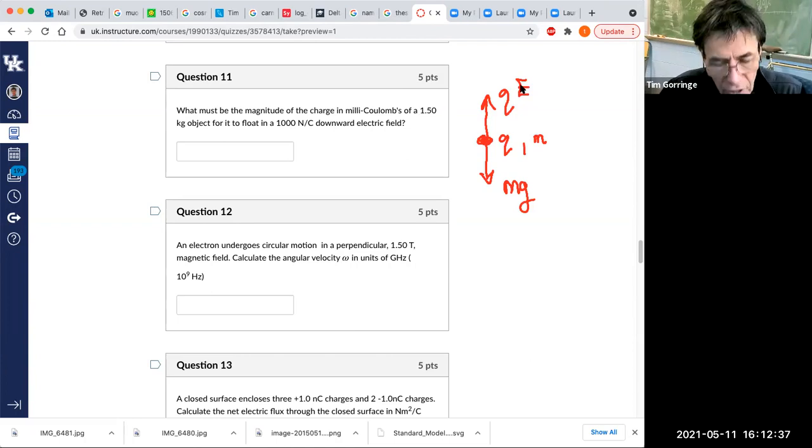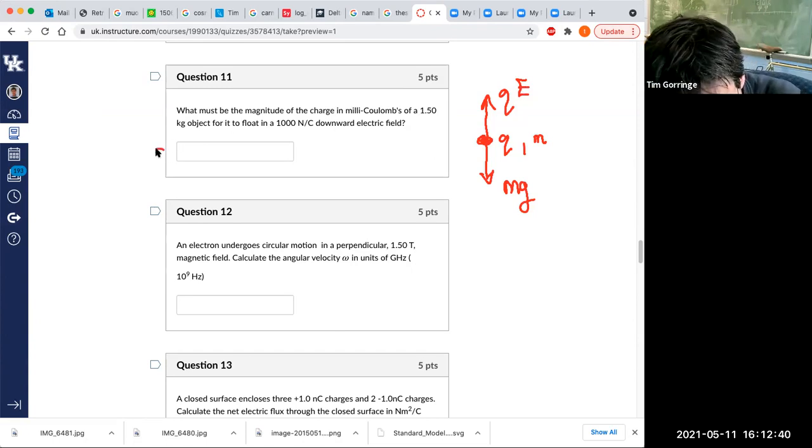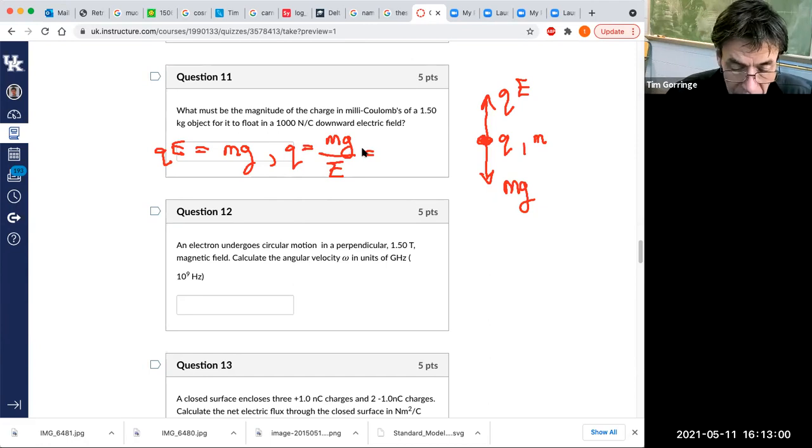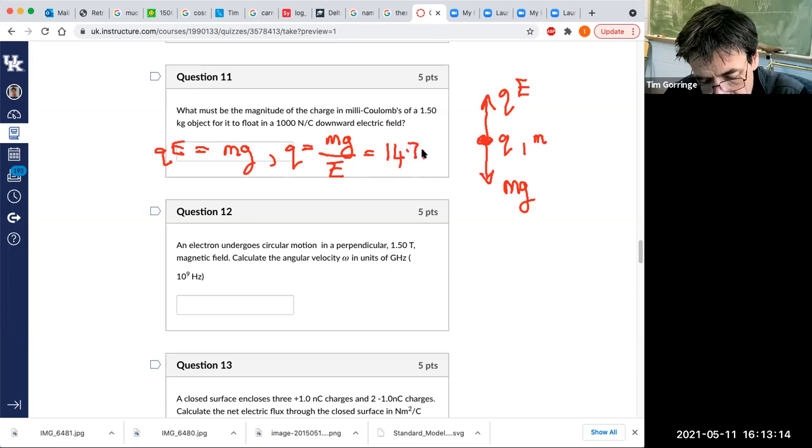And for the charge to float in free space, it must be that the sizes of these two forces are equal, their directions are opposite. But this tells us that the charge must be equal to mg over E. And we're told the mass in the problem, we're told the electrical field in the problem, we know the acceleration of gravity. So we just plug in these three numbers. And I've already worked this out. When I plugged in the three numbers, I got 14.7 millicoulombs. 14.7 times 10 to the minus 3 coulombs.